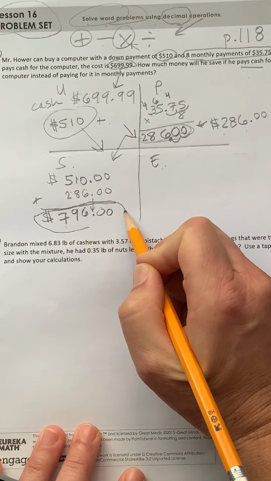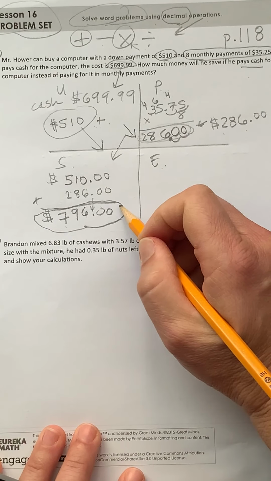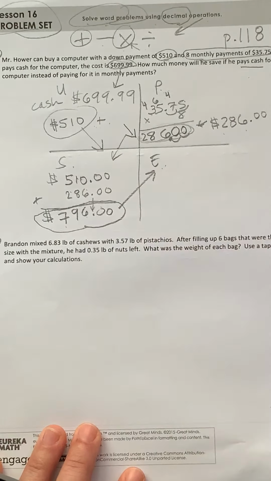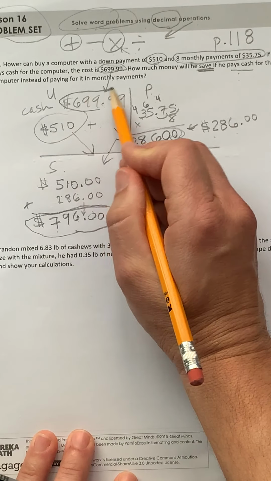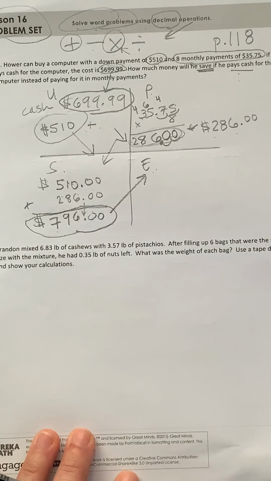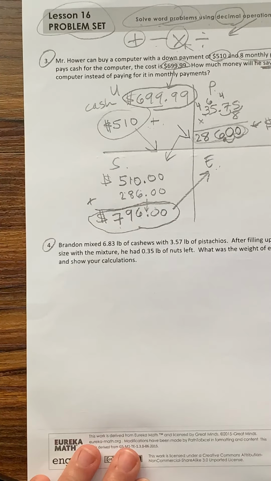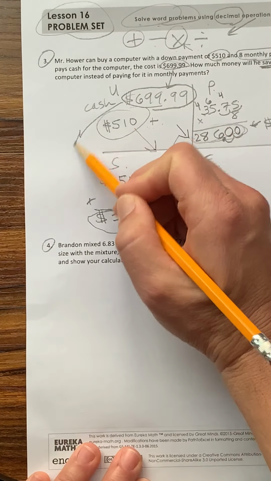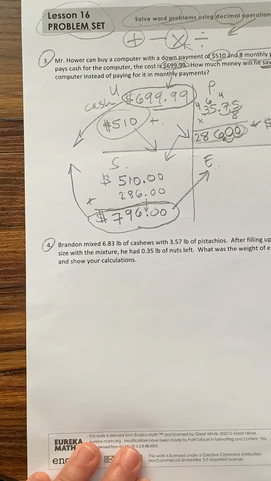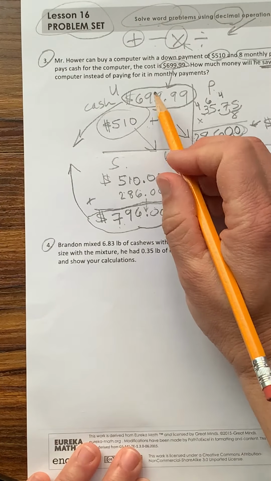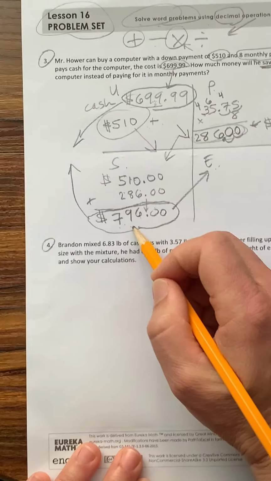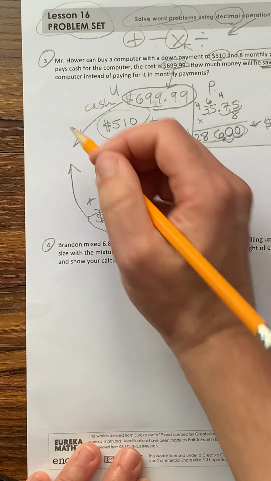Okay, but if you left your final answer like this, you are not quite finished. Because remember, it wanted to know how much money he will save if he pays cash. Remember this number up here? So there's actually one more step of the problem we need to do. I'm going to do it over here where I have room. So we need to subtract to find the difference of how much he would save if he pays with cash than payments. So this is the larger number, so it goes on top.